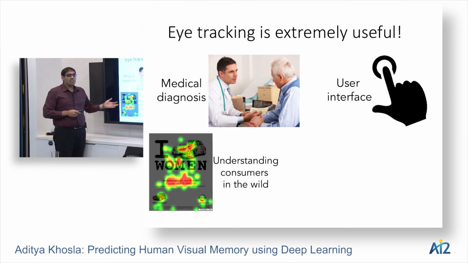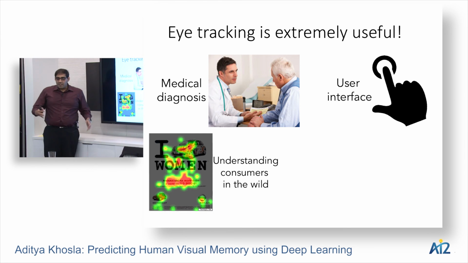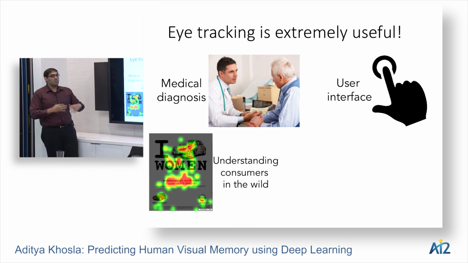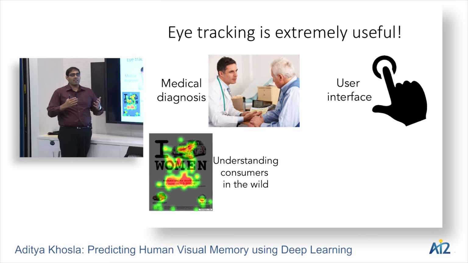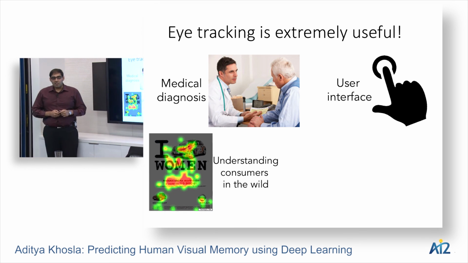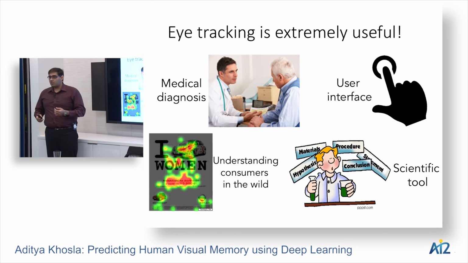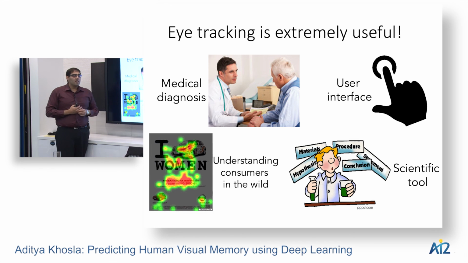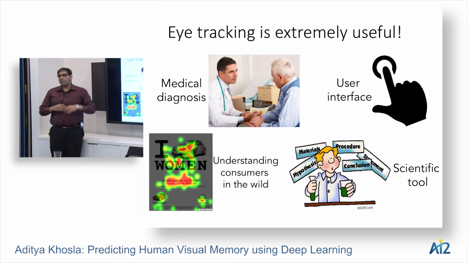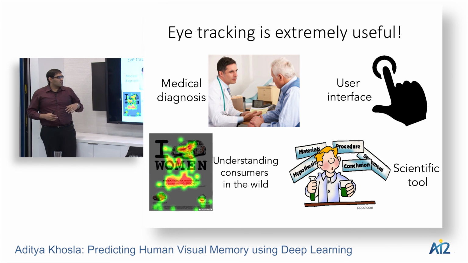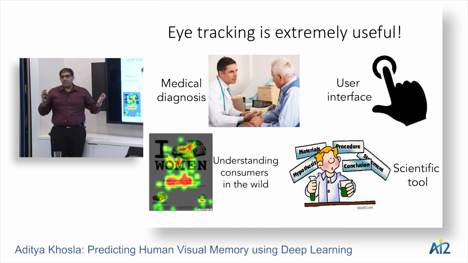Another thing is understanding people in the wild, right? Wouldn't it be great if when people are using apps or other types of devices, you could keep track of where they're looking constantly? And last but not least, it's very powerful as a scientific tool, right? All of us in vision have been using it for saliency, and it's actually used in many different areas, including psychology, medicine, and plenty of others. So the question is, why don't all of us have an eye tracker?